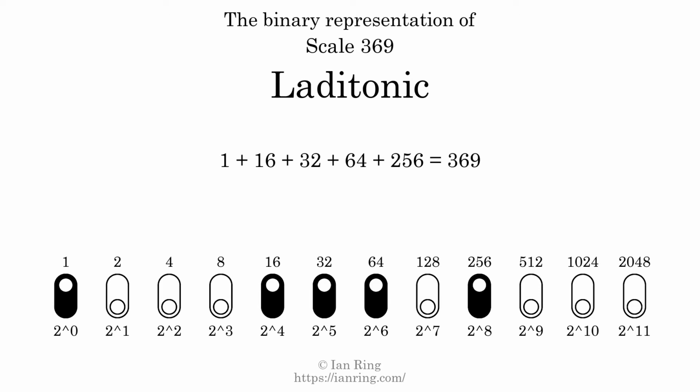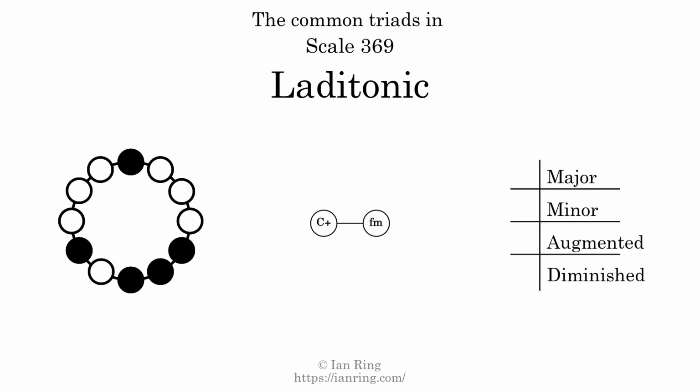The scale number not only enumerates the scale with a unique index, but it also literally describes the tonal content of the scale. Represented as a binary number in base 2, the scale number is 00010110001. Here are the common triads present in this scale.